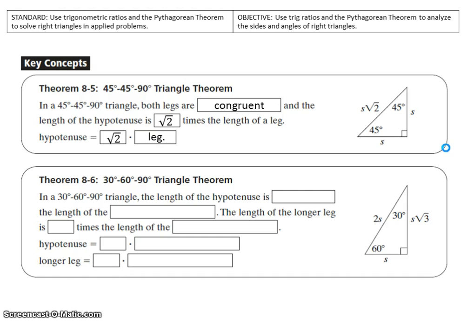Okay, now none of those were in your book, so you're just going to have to go along with me here. So we're going on to the 30-60-90 triangle theorem. Here's what it looks like. In 30-60-90 triangles, the length of the hypotenuse is 2 times the length of the shortest leg. The length of the longer leg is radical 3 times the length of the shortest leg. So the hypotenuse equals 2 times the shortest leg, and the longer leg is radical 3 times the shortest leg.